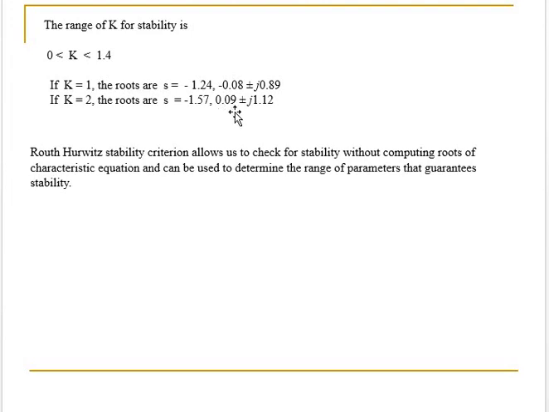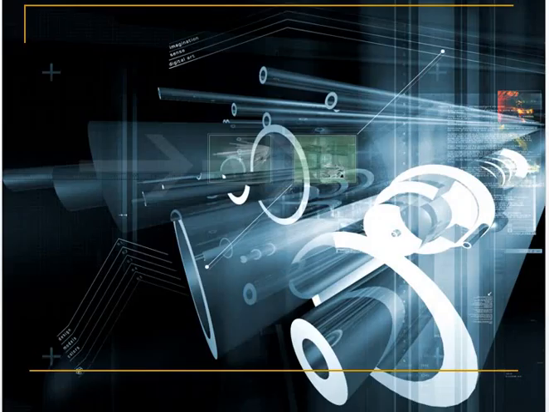The Routh-Hurwitz stability criterion allows us to check for stability without computing the roots of the characteristic equation, and can be used to determine the range of parameters that guarantees stability. Okay, it is all about stability, chapter 4. Okay.